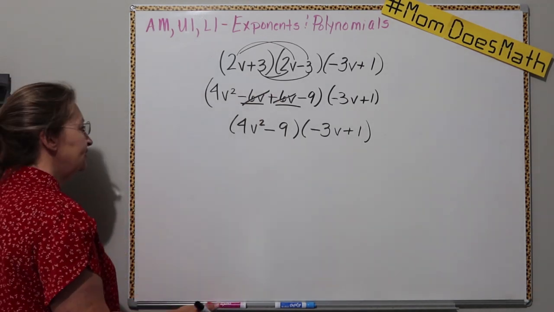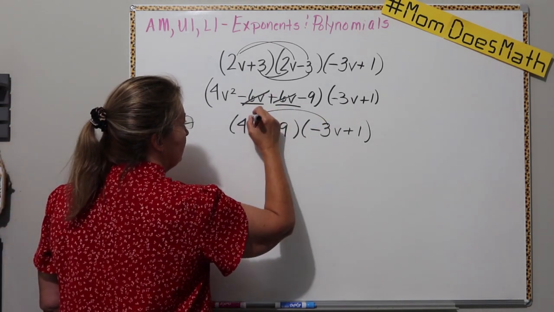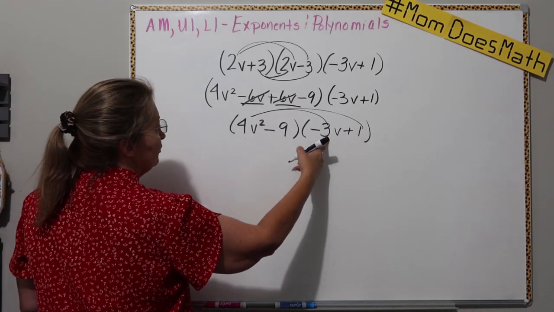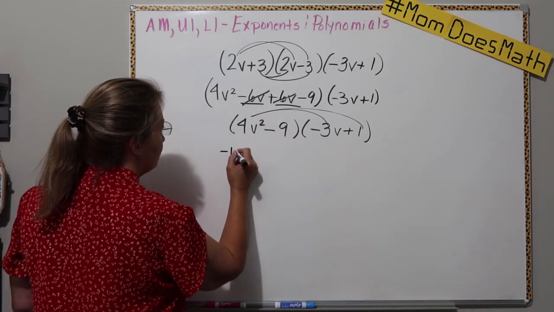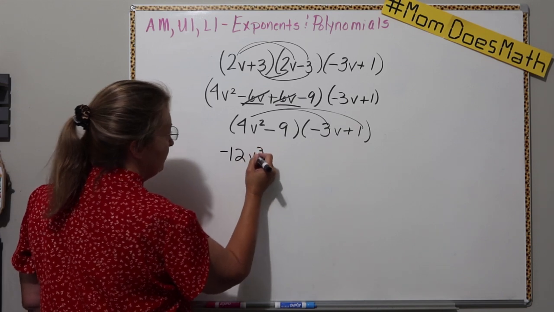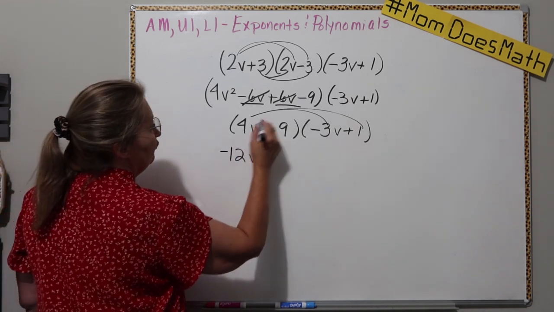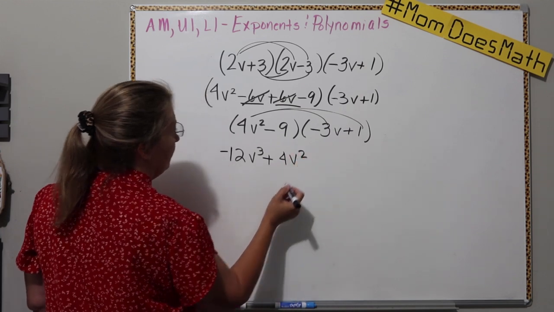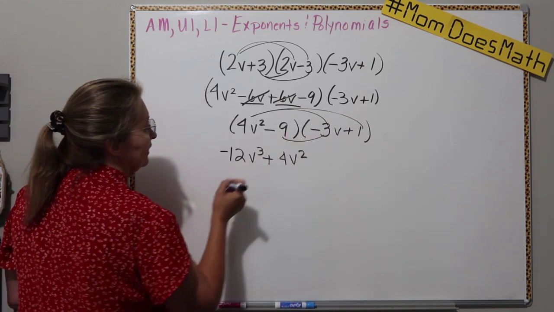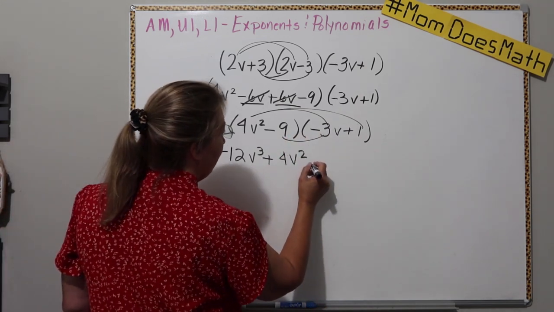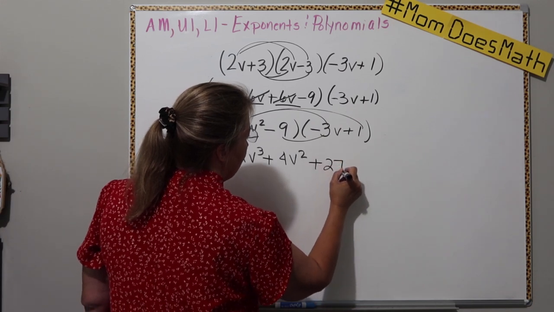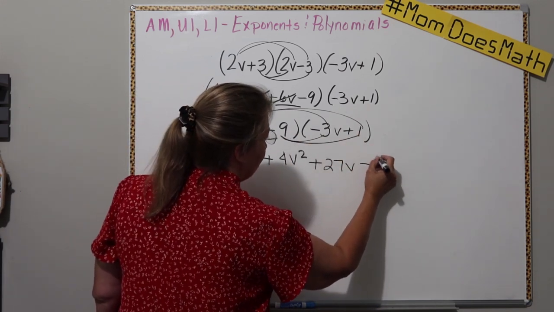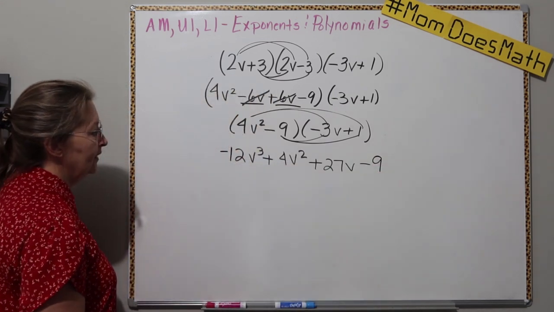All right, once again, we're just going to distribute this into here. 4v squared times negative 3v is negative 12v to the third. And 4v squared times 1 is positive 4v squared. All right, negative 9 times negative 3v is positive 27v. And then minus 9 times 1 is minus 9.